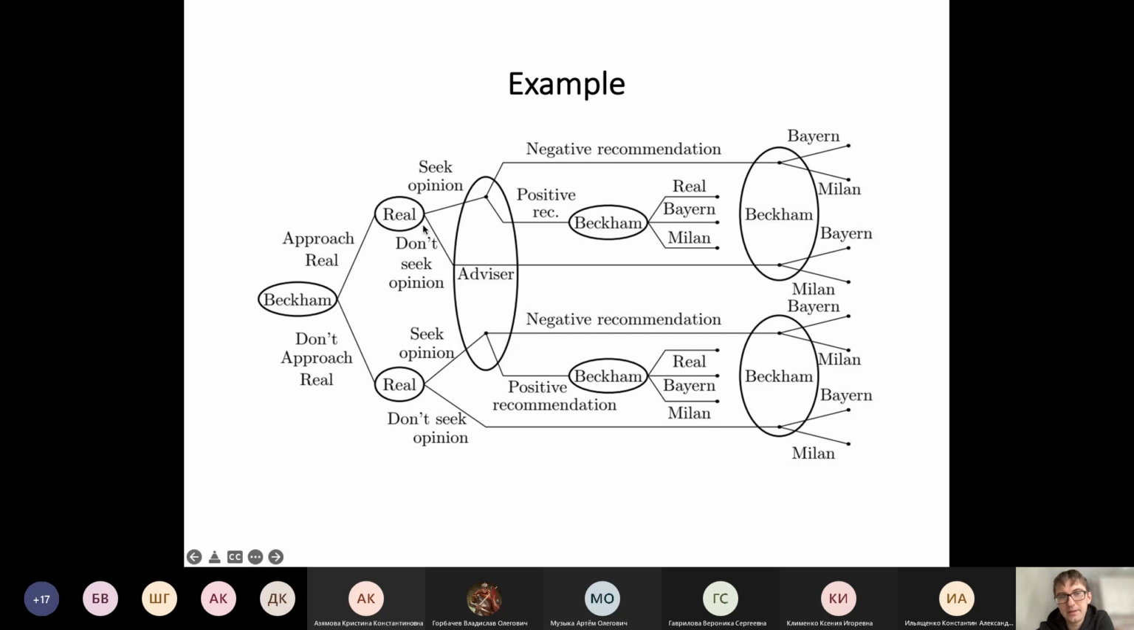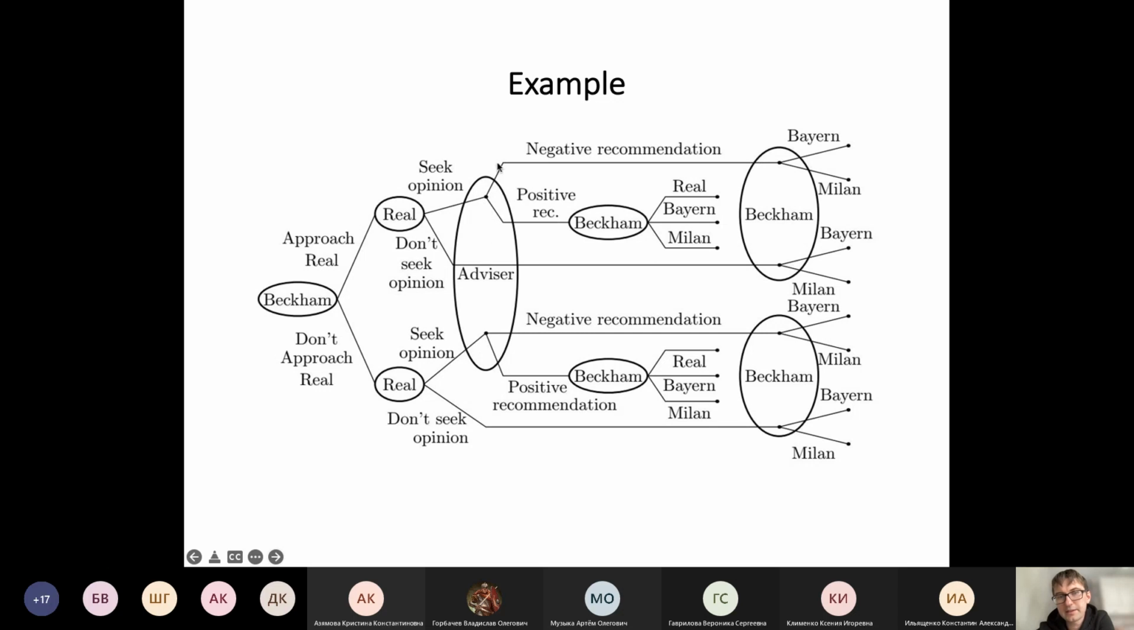So if he decides not to seek the opinion of the advisor, we go here, right? So the advisor needs to decide without distinguishing between these two information sets, sorry, these two states. The difference between them is that here Beckham approached Real Madrid, and here Beckham didn't approach Real Madrid, right?